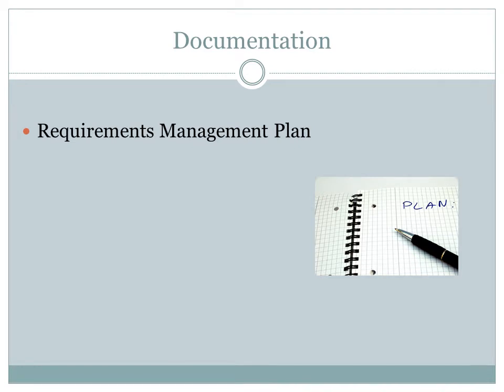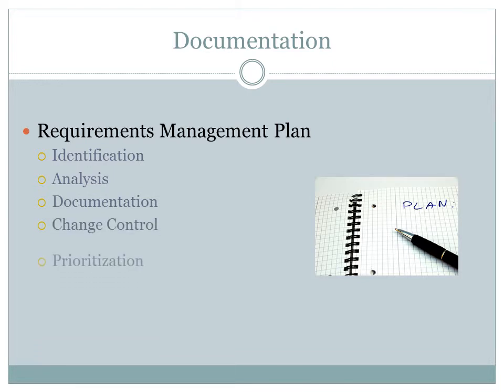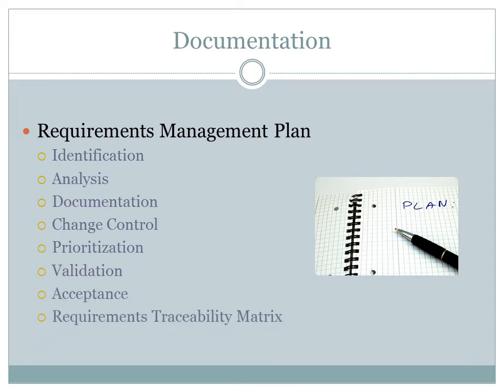In creating the requirements management plan, include sections to describe how the requirements were identified, any analysis performed on those requirements, supporting documentation, how change control will be handled, prioritization, validation, and acceptance of those requirements, as well as the requirements traceability matrix.